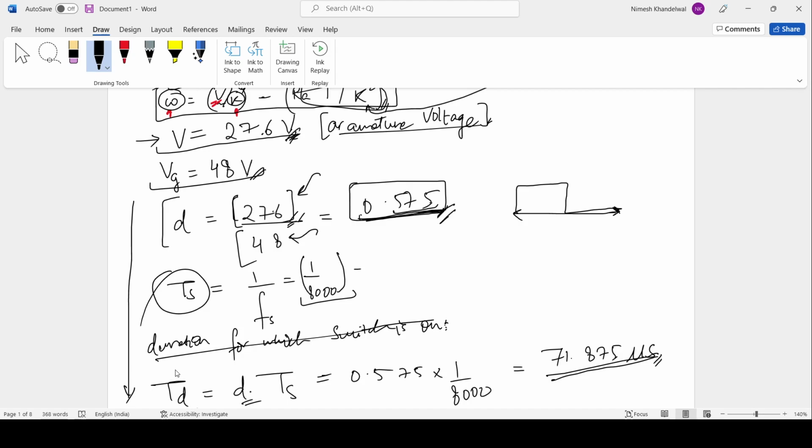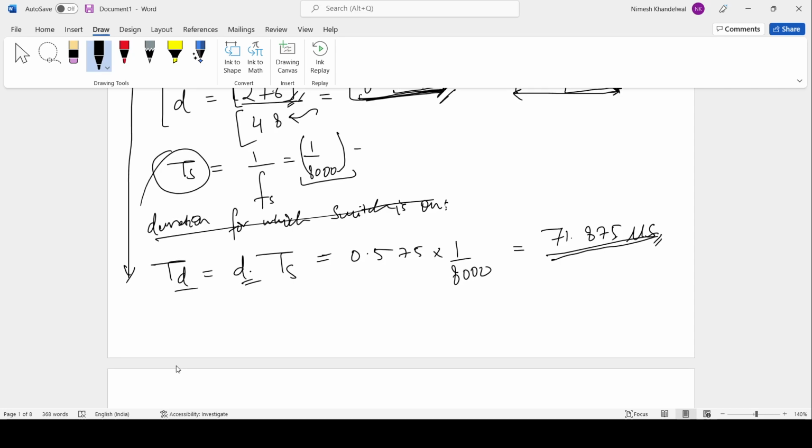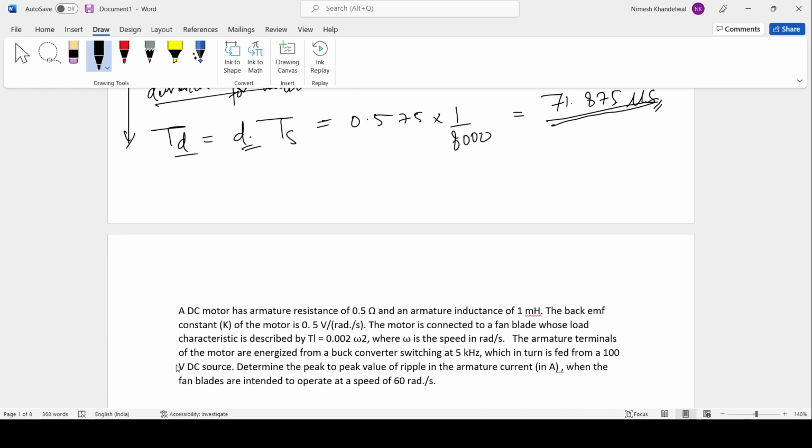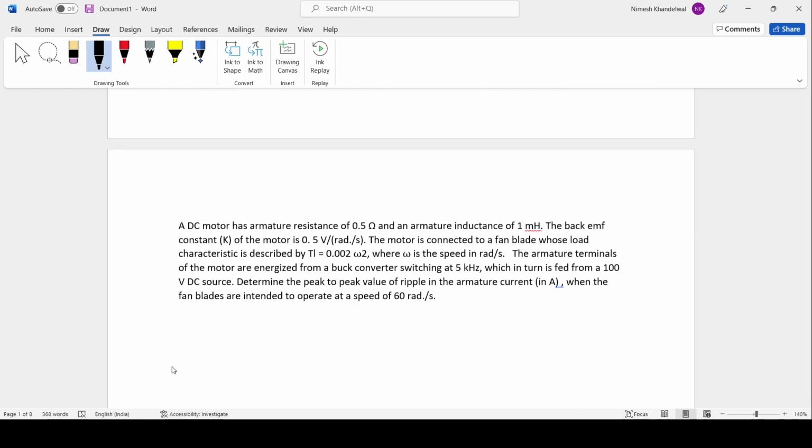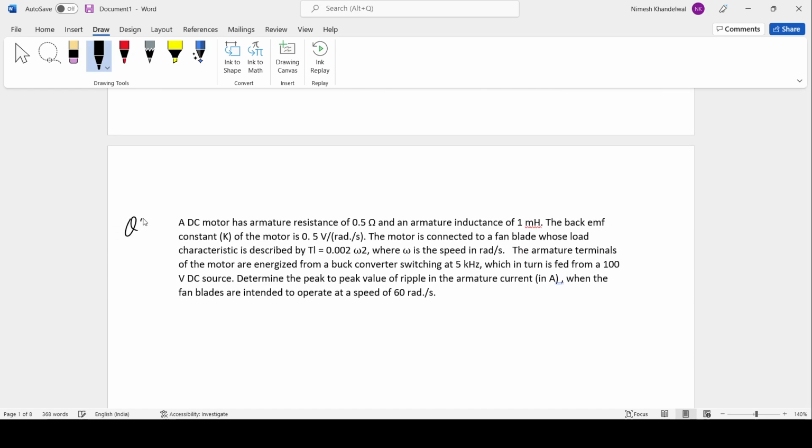So I hope this problem is quite clear. So we'll move now to the next question. I'll mark this as question number 2. You guys can see this question, right? Yeah, I'm sorry. I'll just quickly read out the question for you.